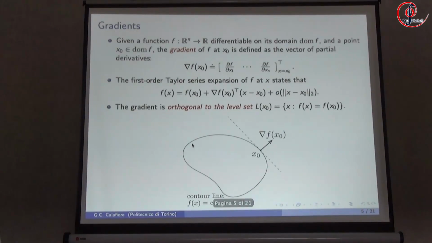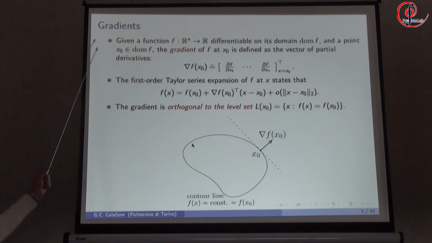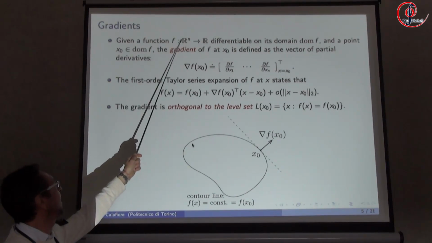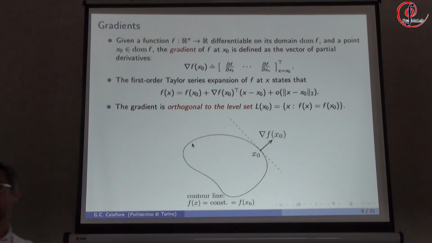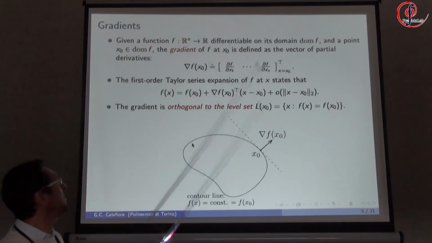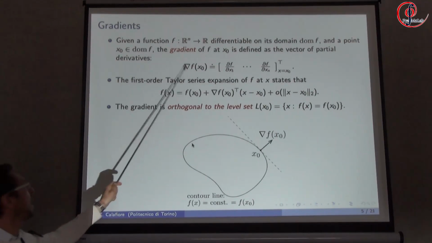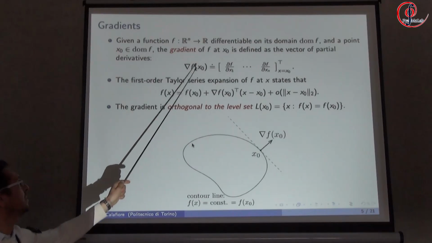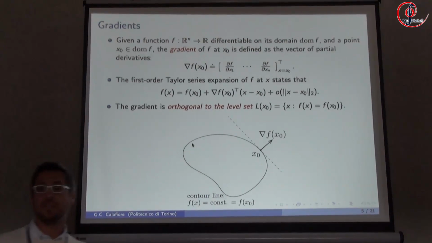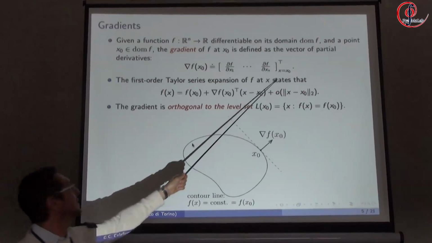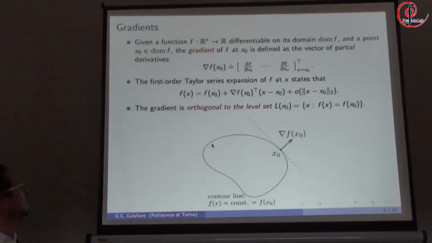Okay, so let me start from a very elementary topic. What a gradient is. We have a function from R^n, so from vectors in n dimensions to R, which is differentiable on its domain, and we are given a point x0. And what we call the gradient of function f at x0 is denoted by this symbol. It's just the vector of partial derivatives of the function evaluated at x0. And this is a column vector.